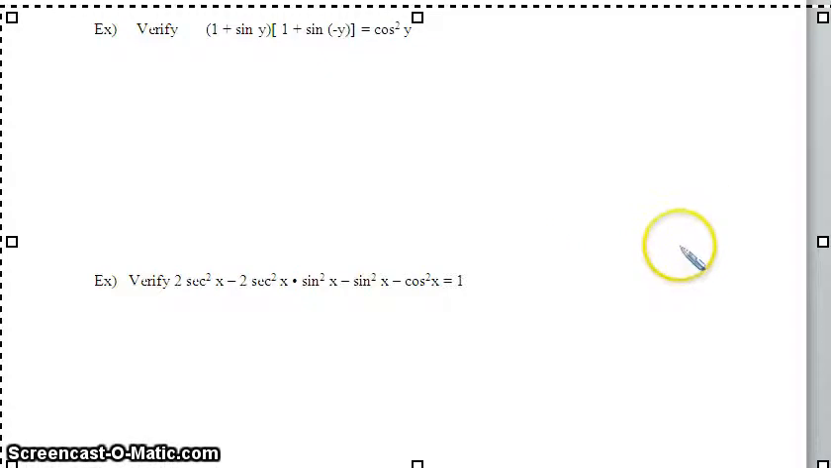Okay, taking a look at the next problem here, I'm noticing 1 plus the sine of y times 1 plus the sine of negative y. Right away that draws my attention to the even-odd identities.